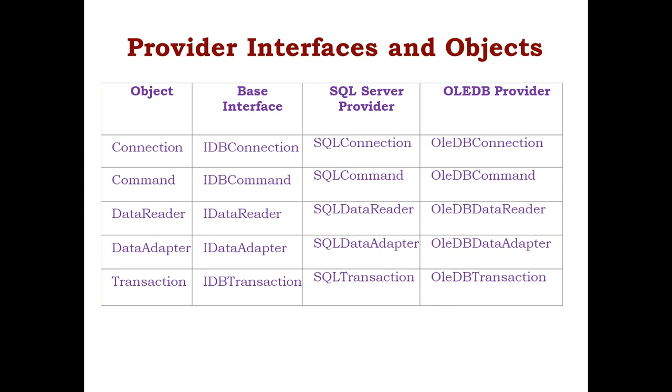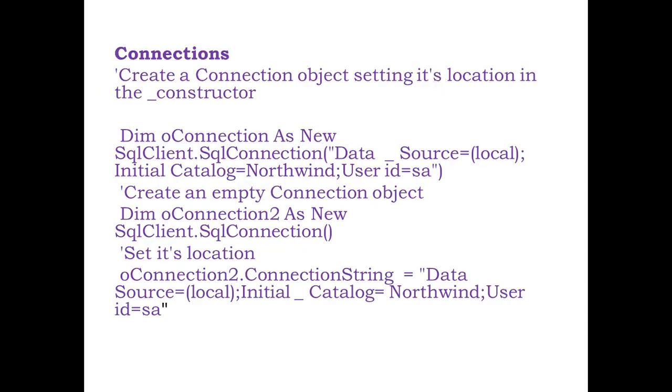There are five important objects used to connect in ADO.NET: connection, command, data reader, data adapter, and transaction. The base interfaces are IDbConnection, IDbCommand, IDataReader, IDataAdapter, IDbTransaction. The two important providers in ADO.NET are SQL Server and OLEDB. SQL Server has SqlConnection, SqlCommand, SqlDataReader, SqlDataAdapter, SqlTransaction. Here, OleDbConnection, OleDbCommand, OleDbDataReader, OleDbDataAdapter, OleDbTransaction.